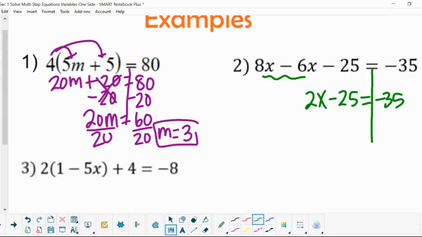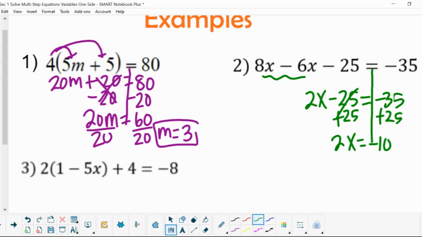So, Lily, tell me what you would do now to start solving. Okay, good. Add your 25, there it is, I know what you were saying. Negative 35 plus 25, what does that leave us with? Good, negative 10, because the negative is bigger.